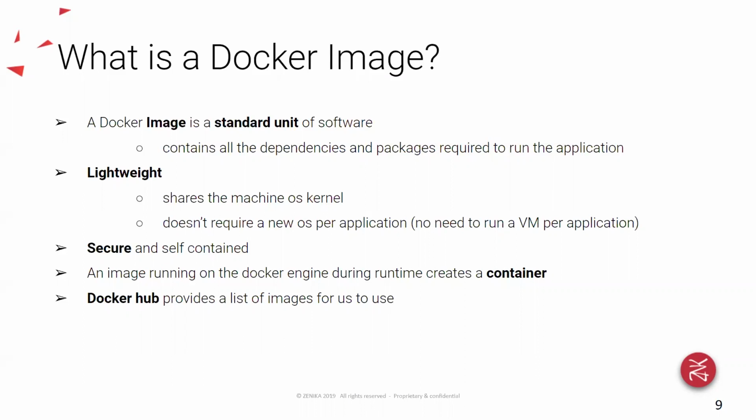So the definitions you see on the screen, I picked them up from the Docker docs website. It basically says that an image is the smallest unit of software that packages all the dependencies internally. It's lightweight because it shares the machine's operating system kernel, and it doesn't need a new operating system per application. It's secure because it's isolated. And whenever an image is running during runtime, it creates a container. So that's like the .exe file, right? And then we have Docker Hub, that's like the repository for all of Docker. So yeah.